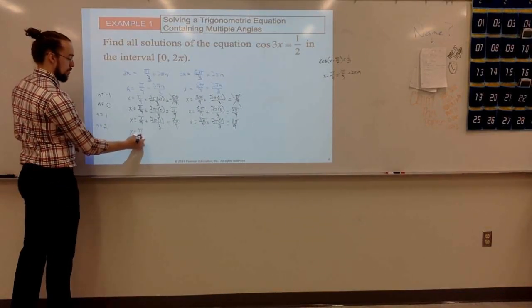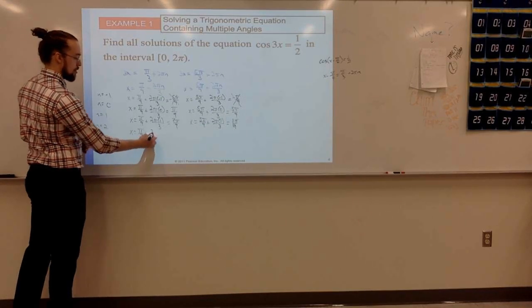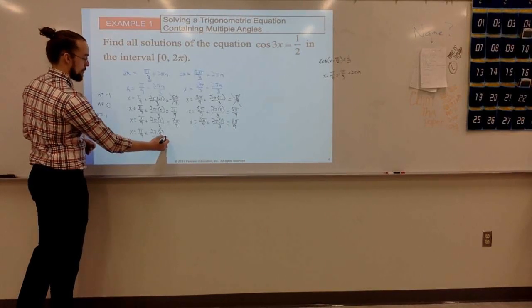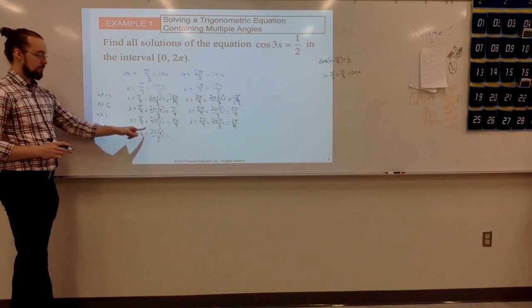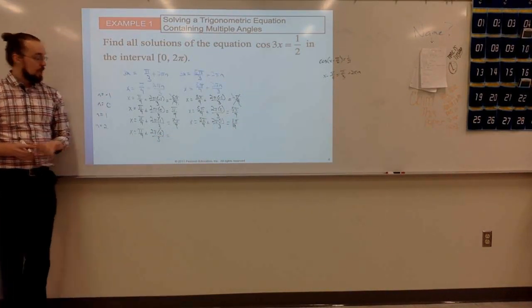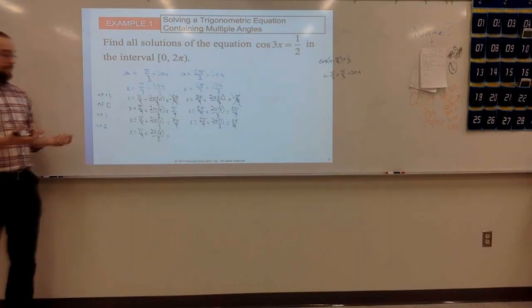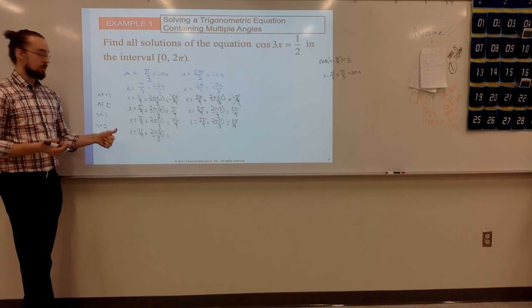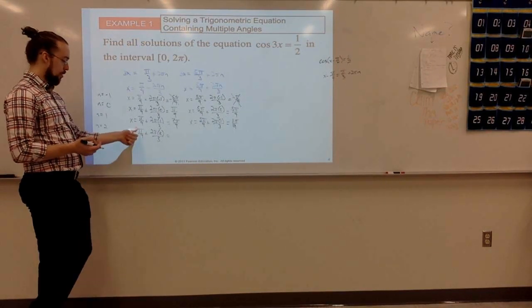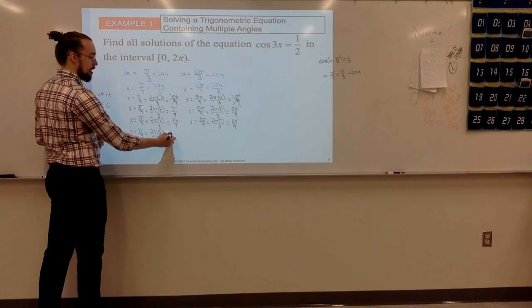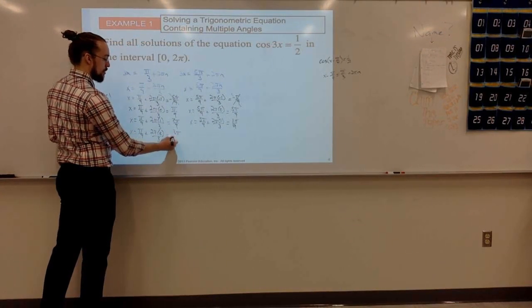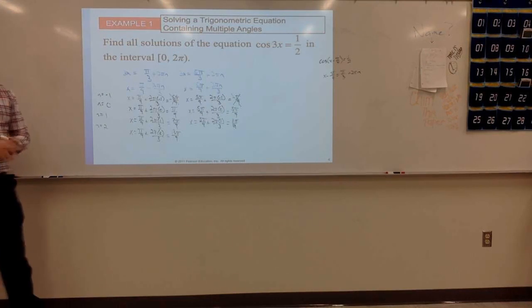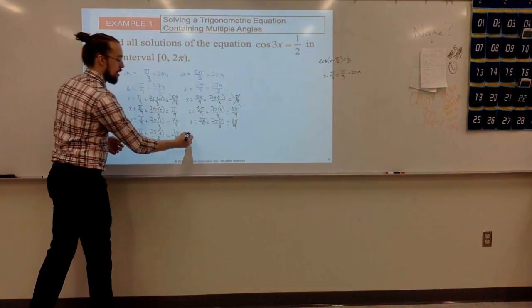So pi over 9 plus 2 pi times 2 over 3. So 4 pi over 3, again, changing that to a denominator of 9 would be 12 pi over 9. So 1 pi over 9 plus 12 pi over 9 would be 13 pi over 9. That's still between 0 and 2 pi, so that's another answer.